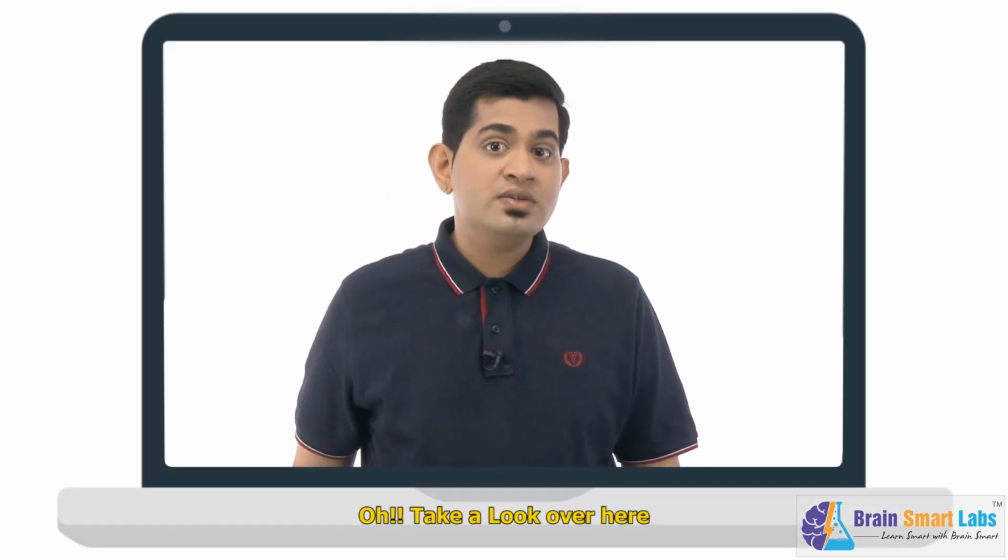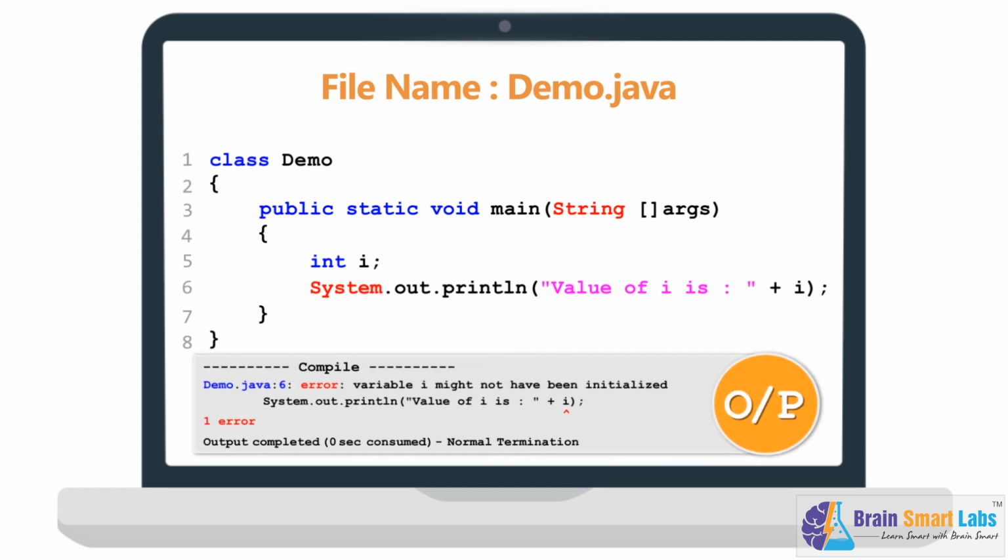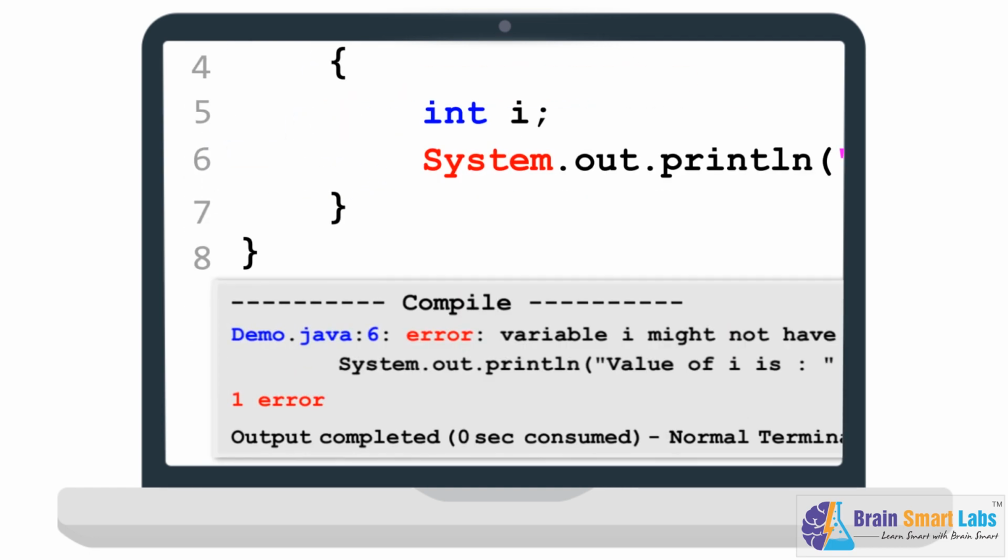Look here. Inside our main method, if we declare int I in the first line and in the next line, without initializing it, if we try to access it inside an SOP statement, we get the following error: variable I might not have been initialized. Correct, right? Yes, we got the error for using it directly without initializing. What's the problem now? Look here.